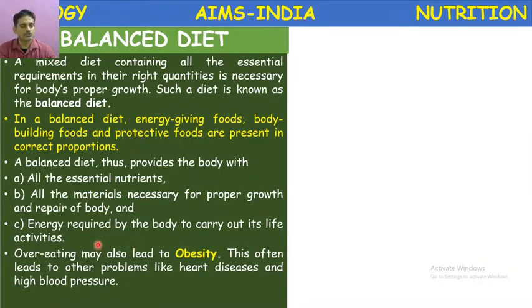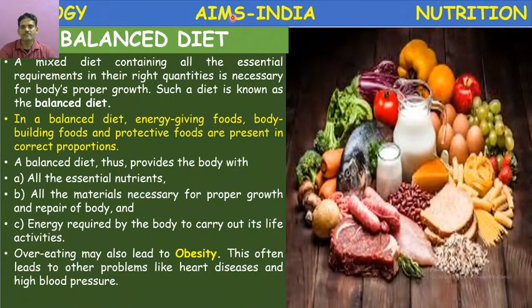And too much is too bad. That is, overeating may also lead to a disorder called obesity. About this, in the next class we are going to discuss obesity. Overeating may also lead to obesity. This often leads to other problems like cardiovascular problems, heart diseases, and blood pressure. These problems together are called cardiovascular problems, and renal problems, problems related to the kidneys.